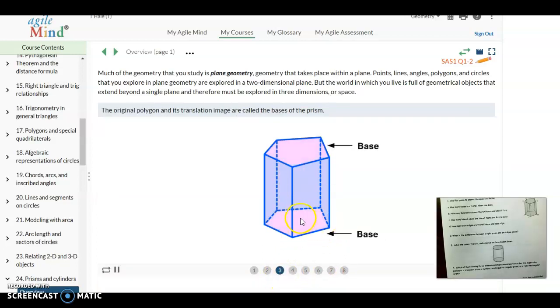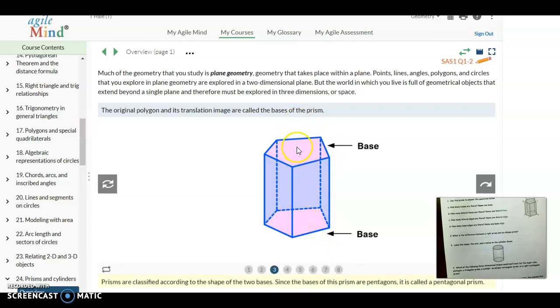Now, the original polygon and the one that was translated are called the bases. And we can see here those bases are parallel to one another. And again, those bases are pentagons. And so the prism is named after whatever shape the base is. So since our base is a pentagon, this is called a pentagonal prism. If the base was a hexagon, it would be a hexagonal prism. If the base was a triangle, it'd be a triangular prism. So you always name the prism based on what the base is.